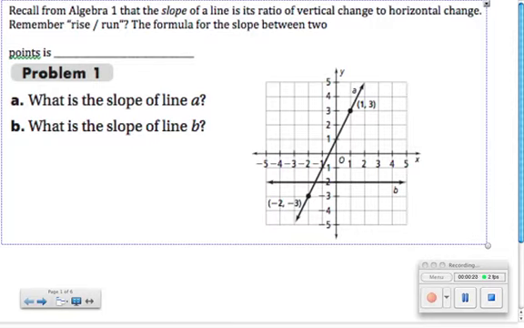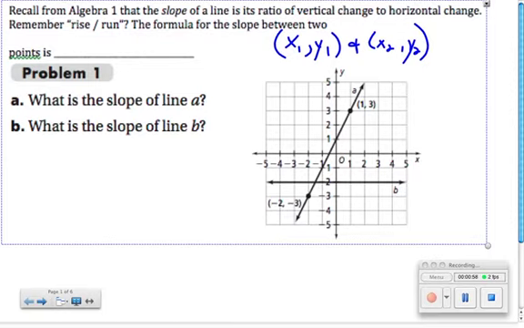So in algebra, you learned about slope being the ratio of vertical change to horizontal change. You may remember hearing your teacher describe it as rise over run very frequently. If I'm giving you 2 points, x1, y1, and x2, y2, do you remember the formula that you would use in order to calculate the slope?